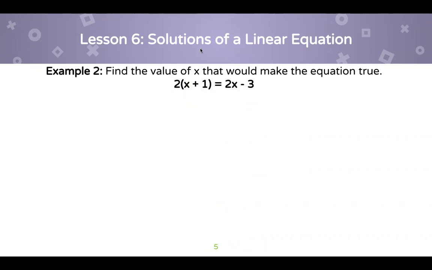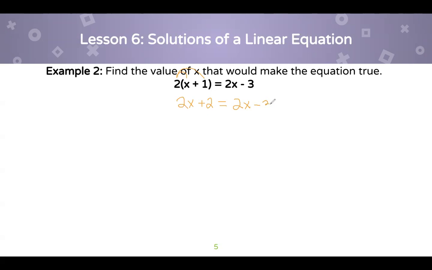So let's see, example 2. Same thing, we're finding the value of x that's going to make this equation true. I have one set of parentheses here, so I want to start by simplifying, and I'm going to distribute this 2 inside the parentheses, multiplying it by both terms. 2 times x is 2x, and 2 times 1 is 2. Since these are both positive, it is a positive 2, so I can write plus 2. And on the right side of my equation, I don't have any parentheses, so I'm just going to go ahead and rewrite.